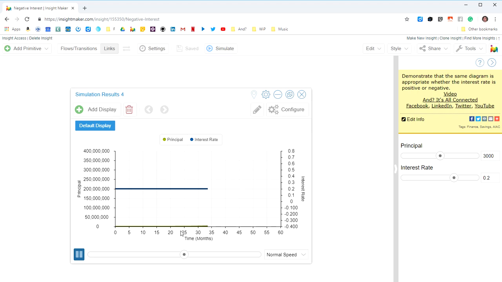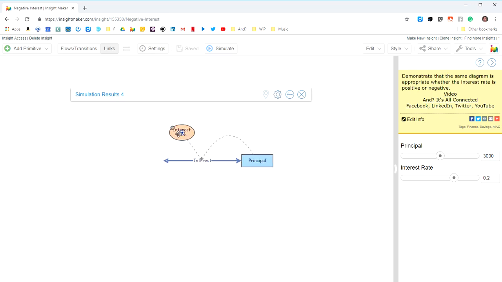You notice that it appears very slow for a period of time, but then when it begins to grow, it's the typical exponential growth curve. Now, somebody asked me the other day, how would I draw this diagram if there was in fact a negative interest? And after thinking about it a bit, I realized that the diagram is the same.